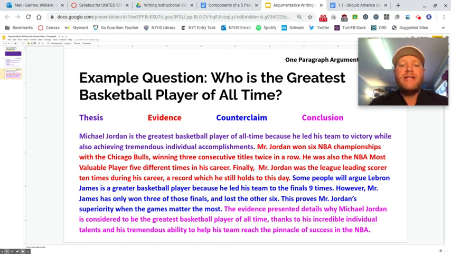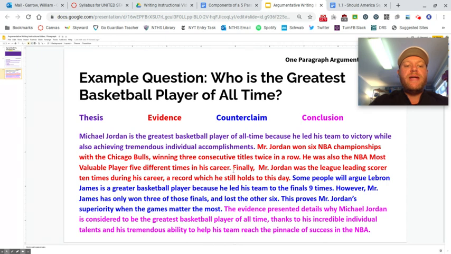That's the second piece, and that's the stuff you see in red here. And the evidence is Mr. Jordan won 6 NBA championships with the Bulls, winning 3 consecutive titles twice in a row. So that's a team accomplishment, right? I said I was going to talk about his team victories in the thesis, and so I've just done that.